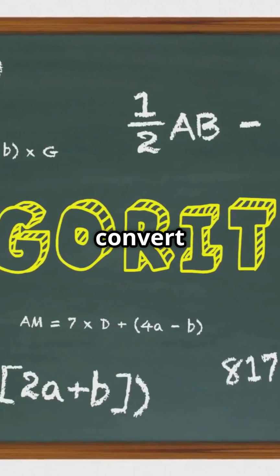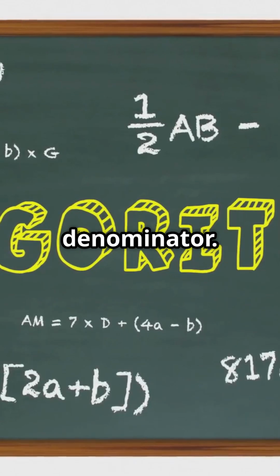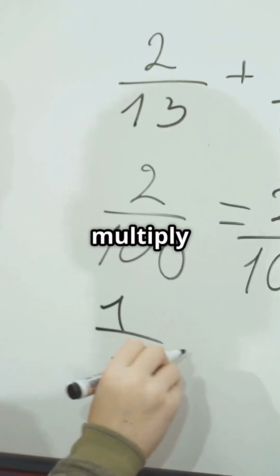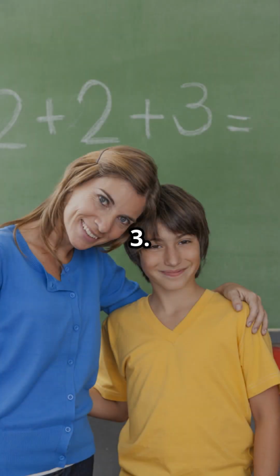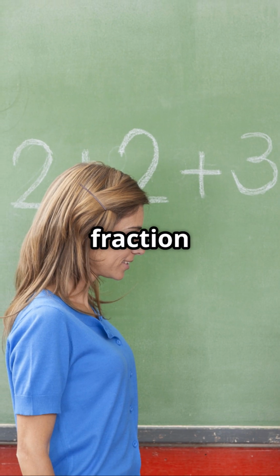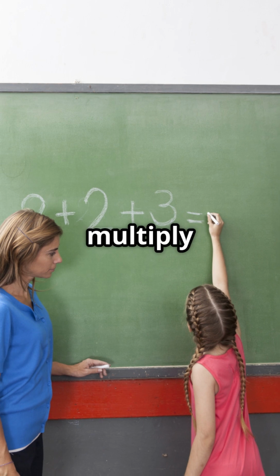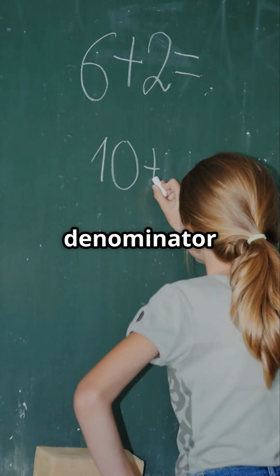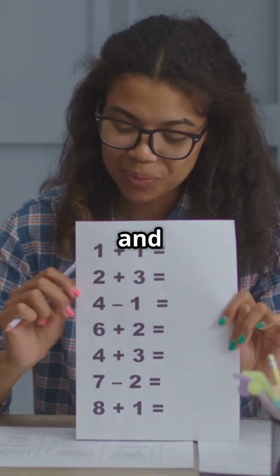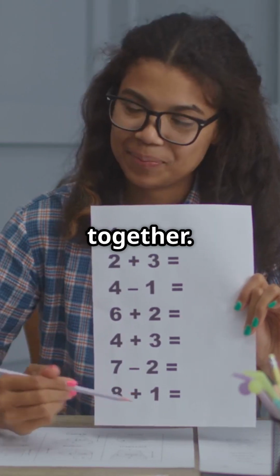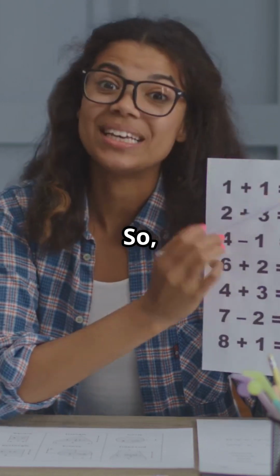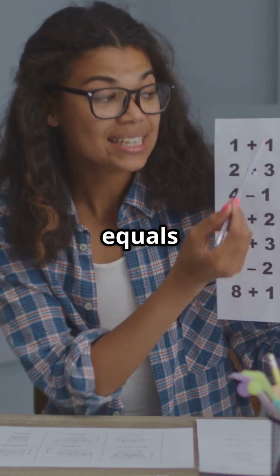So, we need to convert each fraction to have this common denominator. To convert 1/4 to a fraction with a denominator of 12, we multiply both the numerator and the denominator by 3. This gives us 3/12. Similarly, to convert 1/3 to a fraction with a denominator of 12, we multiply both the numerator and the denominator by 4. This gives us 4/12. Now that we have the fractions 3/12 and 4/12, we can add them together. When adding fractions, we simply add the numerators and keep the denominator the same, so 3/12 plus 4/12 equals 7/12.